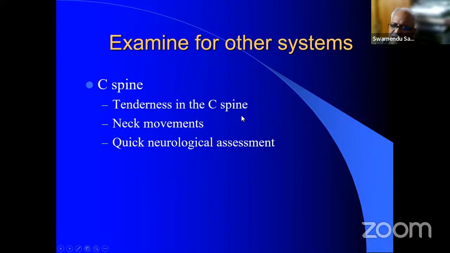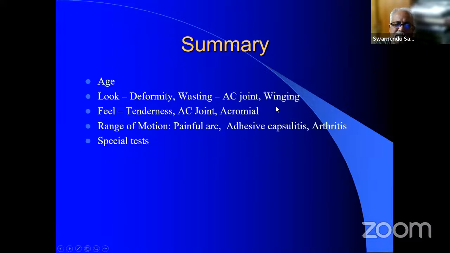And never ever forget to examine the cervical spine and do the neurological examination, because sometimes a cervical problem or neurological issues can mimic a shoulder problem. So always examine. Unless you do the examination of the cervical spine, your examination for the shoulder is never complete. Unless you examine the neurological status of the limb, your examination for the shoulder is not complete. So always see the tenderness in the cervical spine, the neck movement, and do a quick neurological examination.